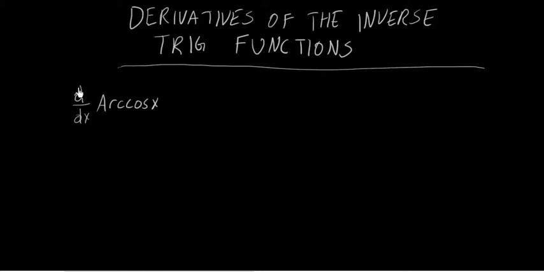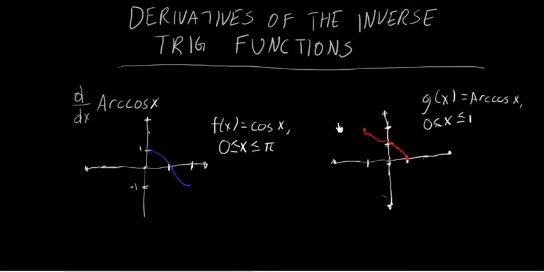Having found the derivative of the inverse tangent, or arctangent, of x, let's follow a similar line of reasoning to determine an expression for the derivative of the arccosine of x. But before we go on, I want to remind you of the graphs of the principal arccosine function and its inverse, the domain-restricted cosine function.